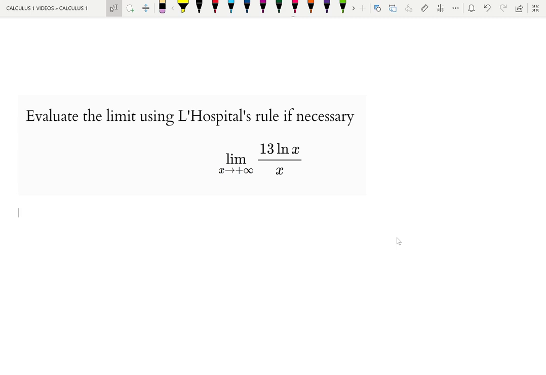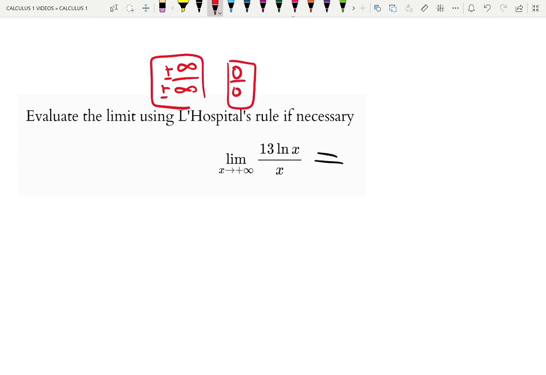Let's evaluate the given limit of 13 ln x over x as x approaches plus infinity, maybe using L'Hopital's rule. When I say maybe, it means I need to check first if I'm allowed to use it. I can only use L'Hopital's rule in infinity over infinity cases, plus or minus doesn't matter, or 0 over 0 cases.